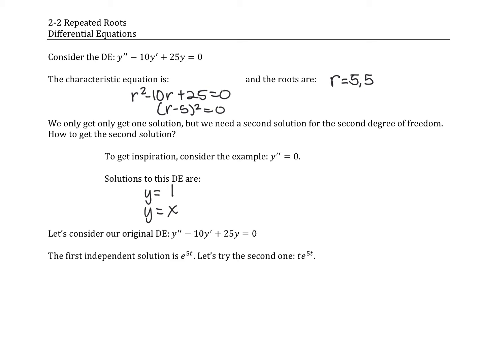If I take the second derivative of 1, we get 0. If I take the second derivative of x, we get 0. Now, this could have a C1. This could be any constant. It doesn't matter. So, our general solution here looks like this. We would have y equals C1 times 1 plus C2 times t.